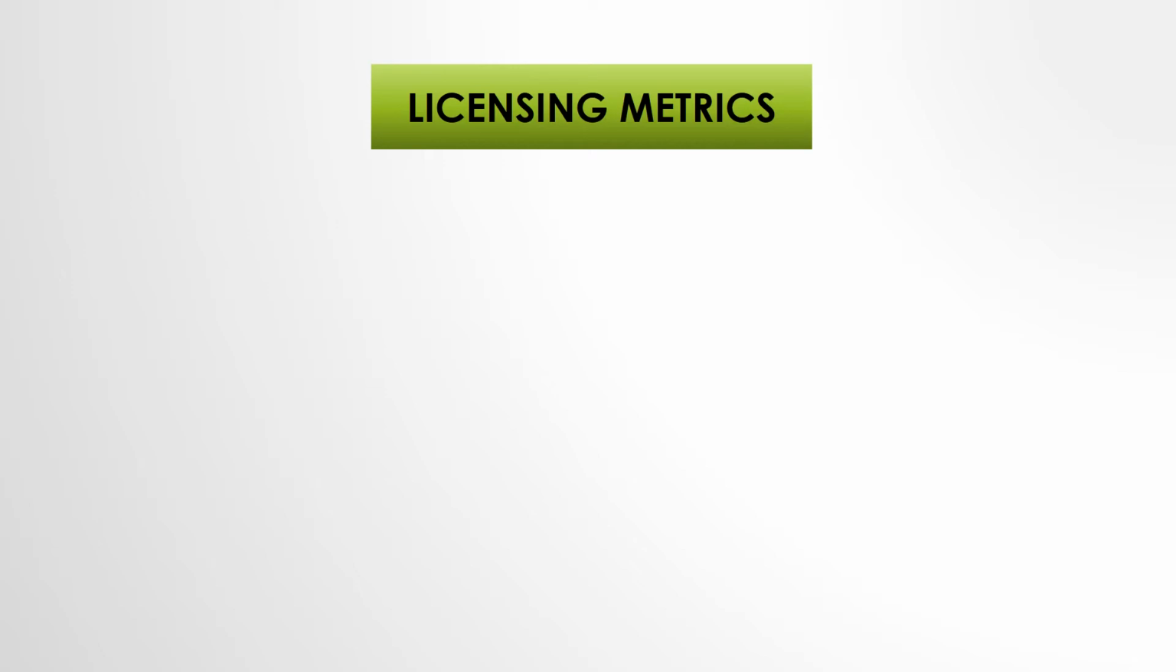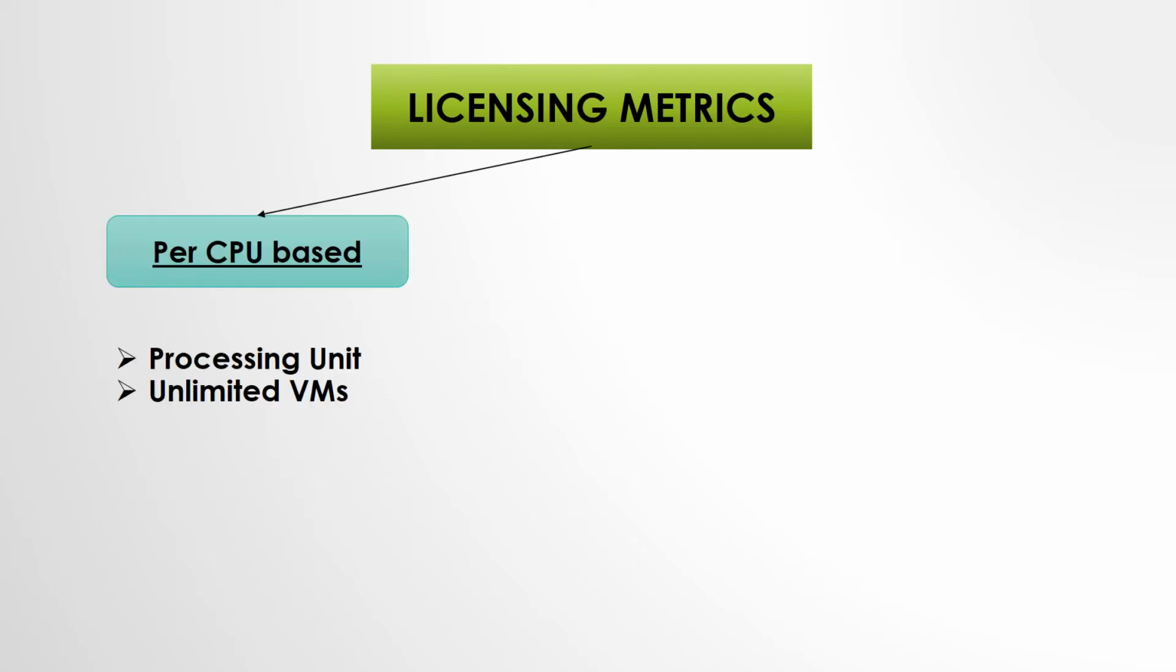First, let's look at different licensing metrics and how they help us determine the count of objects to monitor. First type is a license that could be bought per CPU based. So the count of objects is like we can have unlimited VMs, but we are only concerned about the number of processors in our environment.